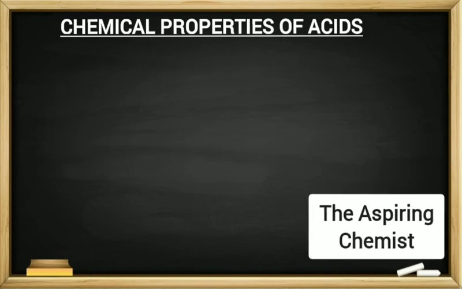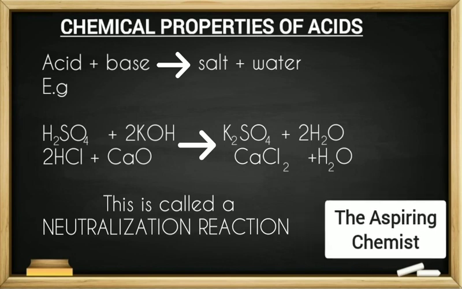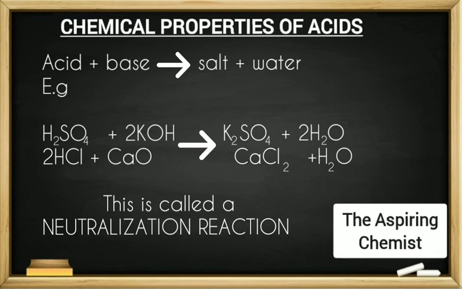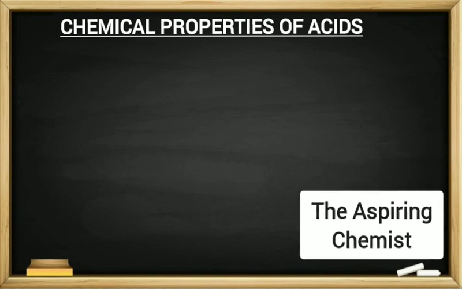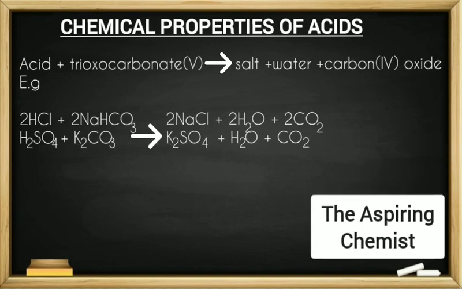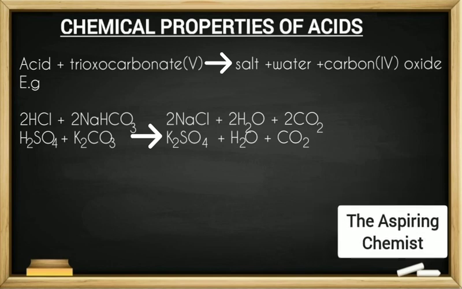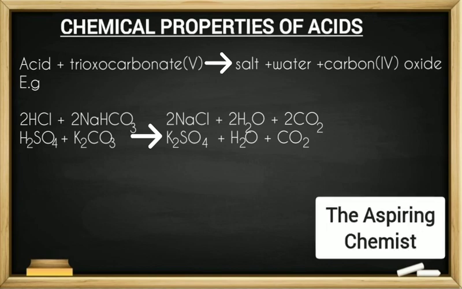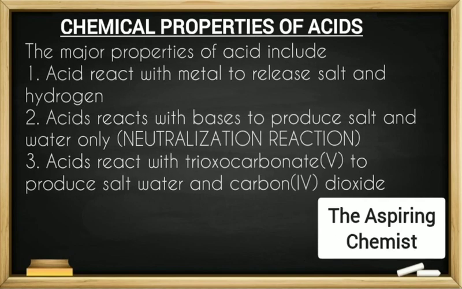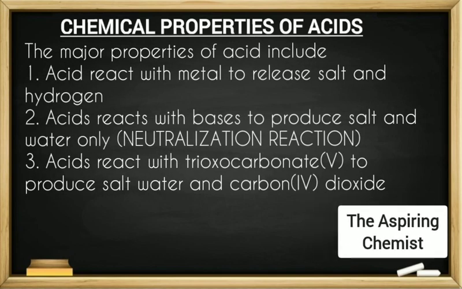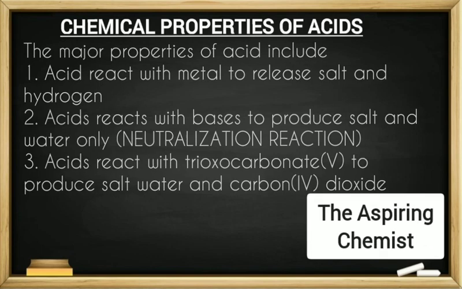Also, acids react with bases to form salt and water, and this is called a general neutralization reaction. That reaction is very popular in chemistry. It's important that you know it. And also, acids react with a trioxocarbonate or a hydrogen trioxocarbonate to release salt, water, and carbon dioxide gas. Now, those are the major properties of general acids, although some other acids might have their own special properties, but these are the major chemical properties of acids.